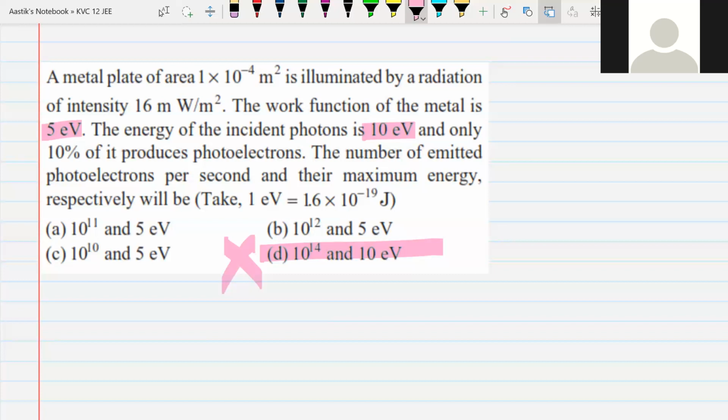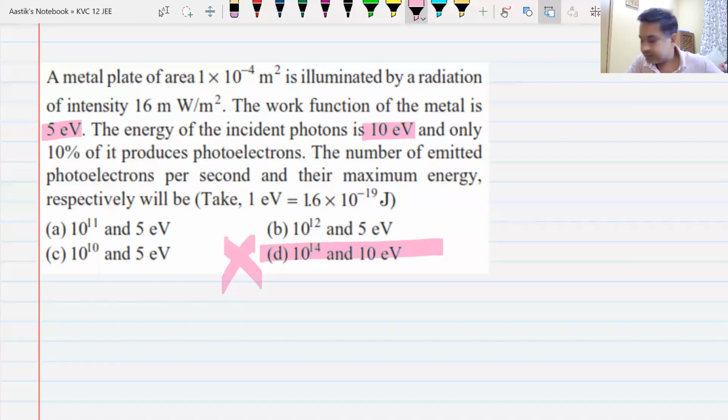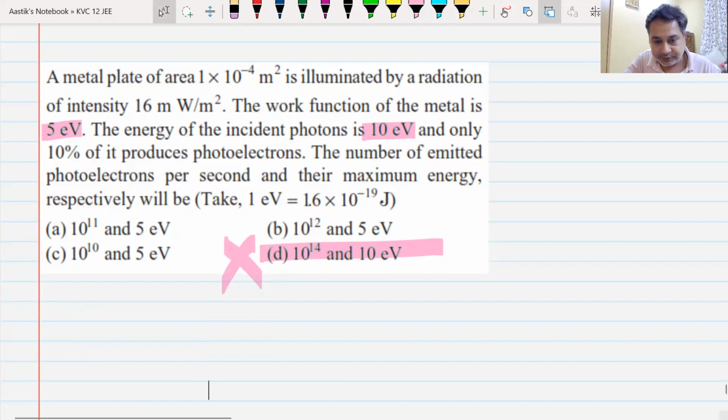Let me do it because I only have 5 minutes left. I think that I can do one more question in that 5 minutes. Time is a luxury that we don't have. And we have to finish the photoelectric effect today. How are we supposed to do this? The intensity is given, the area is given. What we need to calculate is very simple.